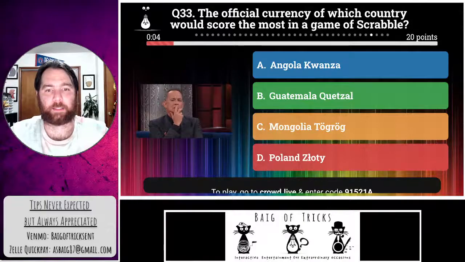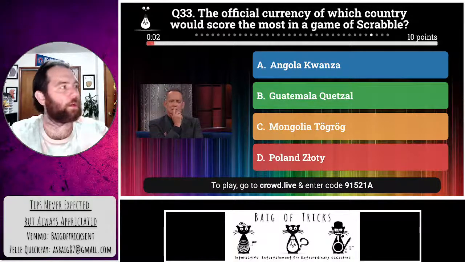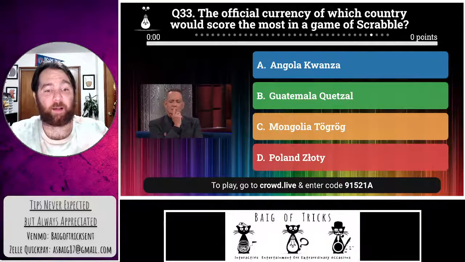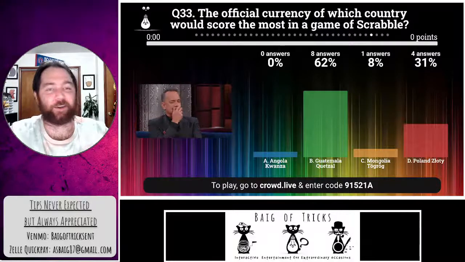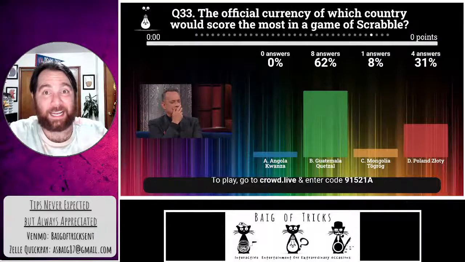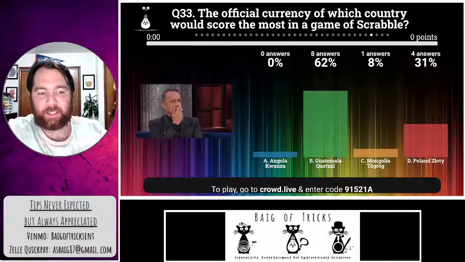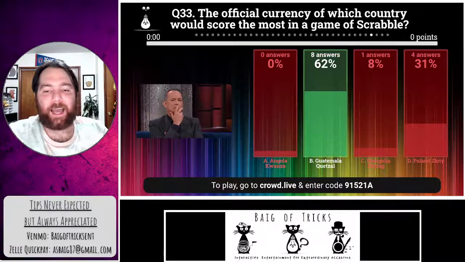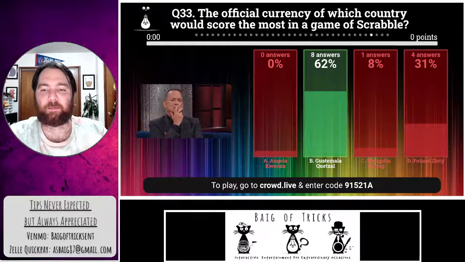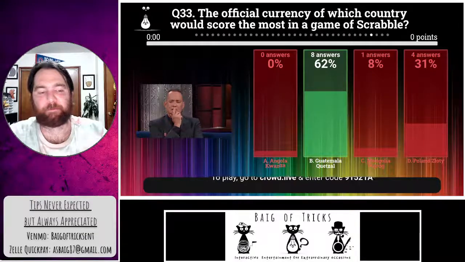All right. If you know the value of the Scrabble tiles, it would certainly help you here. There are only 2 tiles that are worth 10 points, which is the highest, and that is a Q and a Z. The Guatemala Quetzal has both of those letters, giving it a big old jump start on scoring you the most points. Great job, anybody that put B.